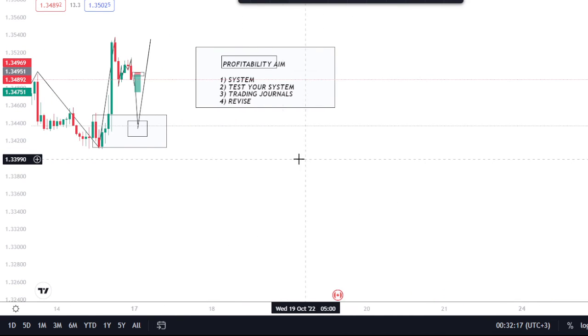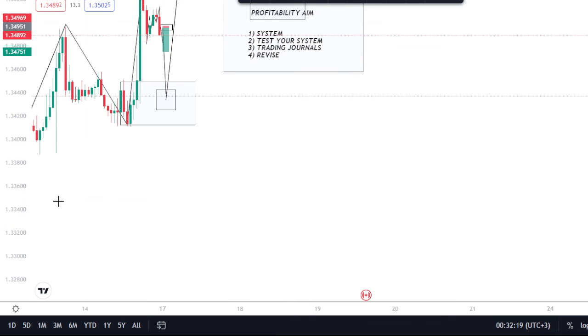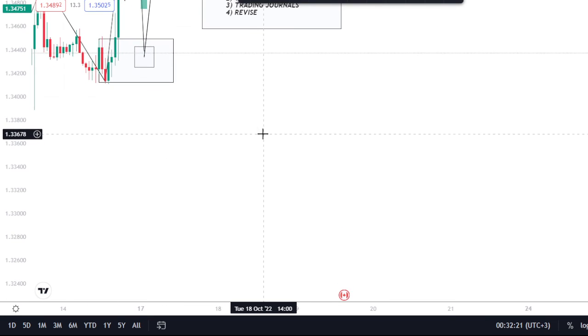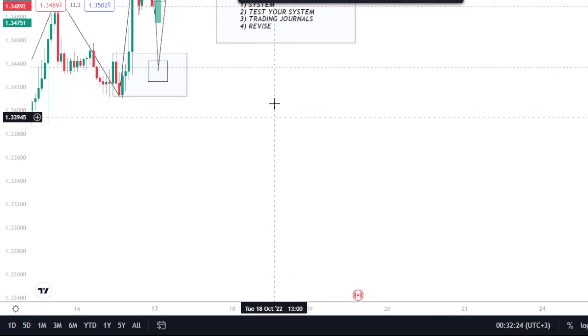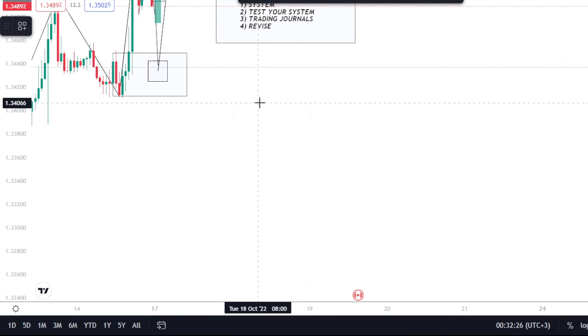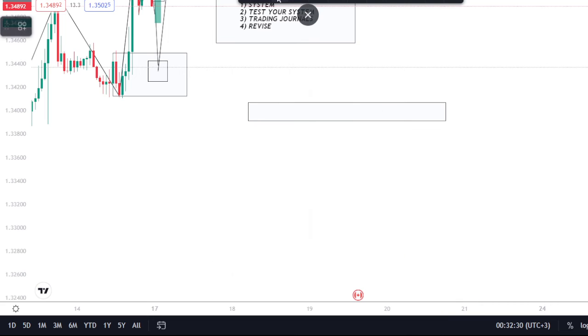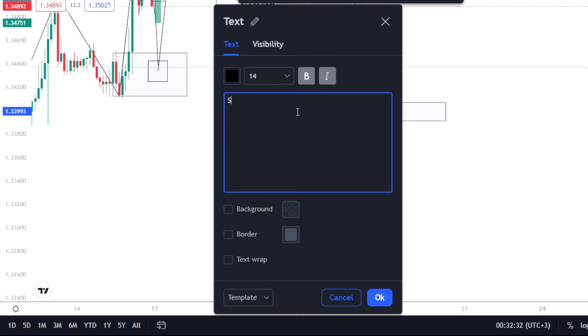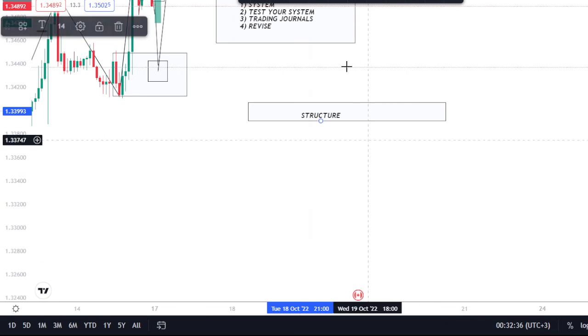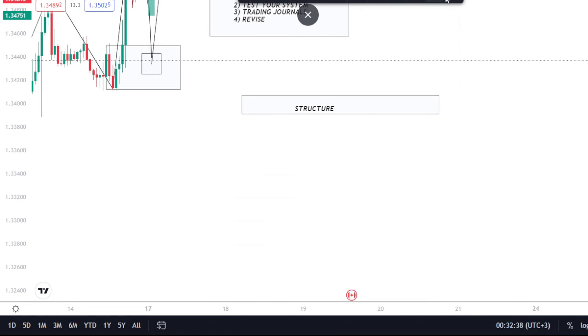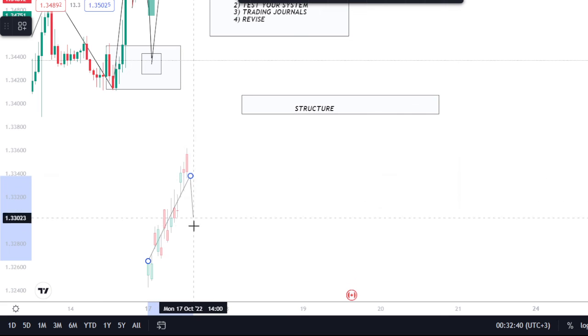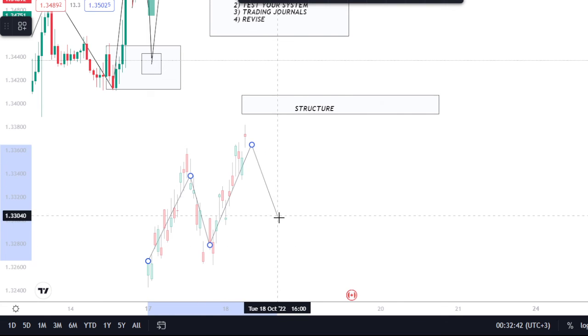Before I finish, I always do a revision. So let's revise everything that we're talking about. As for revision, we're talking about what we call the structure. What is the structure, right? As I said, the structure is made of lows, highs, lows, highs, lows, highs.